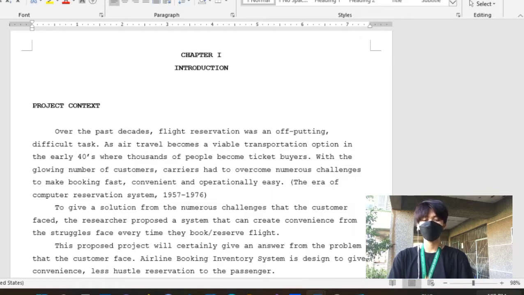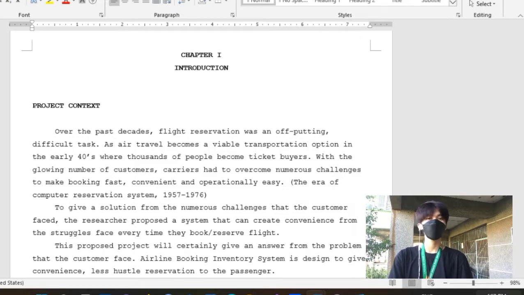Over the past decades, flight reservation was an outright difficult task. As air travel became a viable transportation option in the early 40s, thousands of people became ticket buyers. With the growing numbers of customers, carriers had to overcome numerous challenges to make booking fast, convenient, and operationally easy.